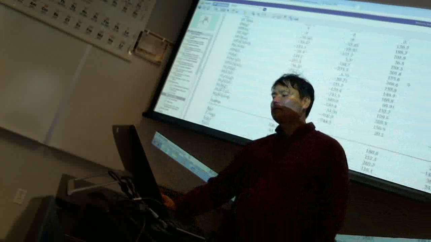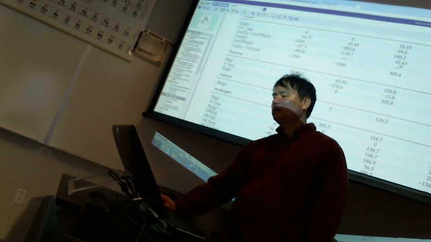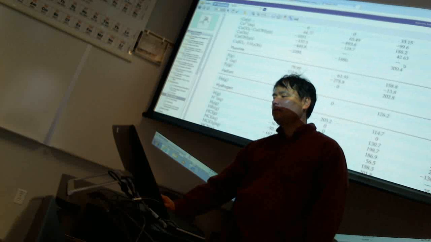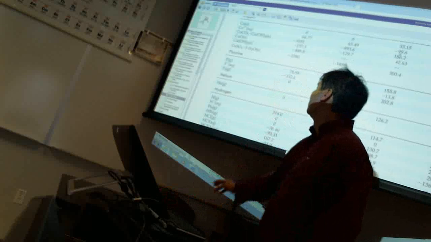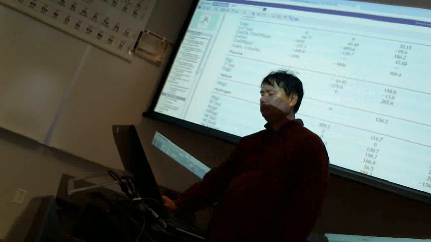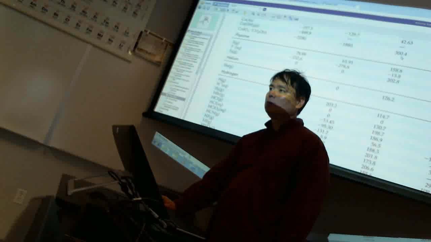So let's see if we have other solids here. Copper solid, 33.15. This is very low entropy here. Copper 2 oxide, 42.63. This has a much higher entropy. This is a mix, copper 2 carbonate, copper 2 hydroxide. This has a fairly high entropy. Okay, copper 2 sulfate pentahydrate. And so why do you think water has a fairly low entropy?